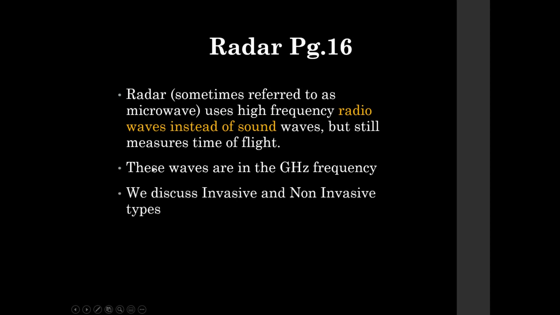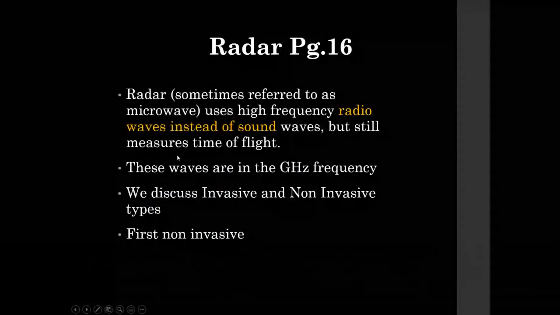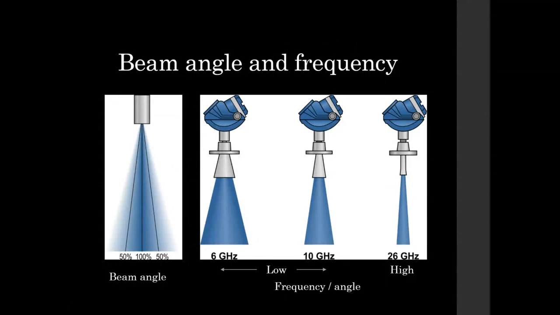Okay, we're going to discuss invasive and non-invasive types of radar. The non-invasive types are similar to ultrasonic in that they use a transmitter that's kind of a cone, and the invasive types are contacting, so we'll look at those individually as well. First non-invasive. Non-invasive radar transmitters look very similar to ultrasonics.